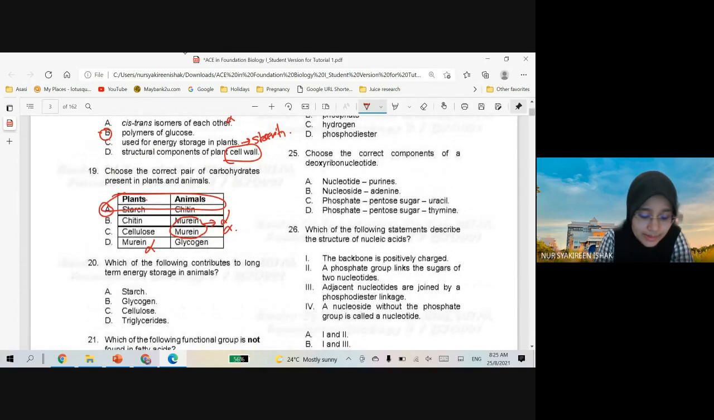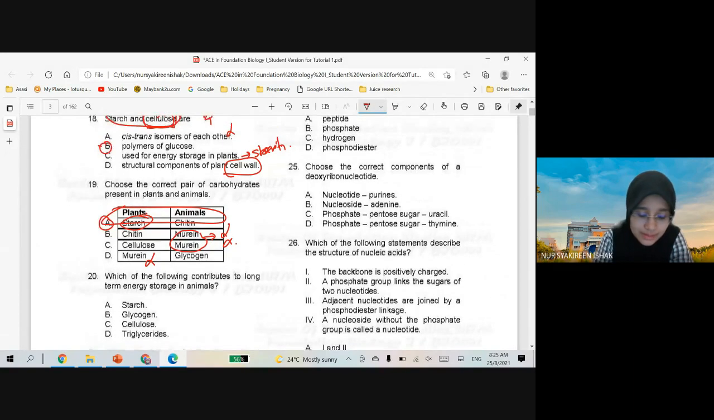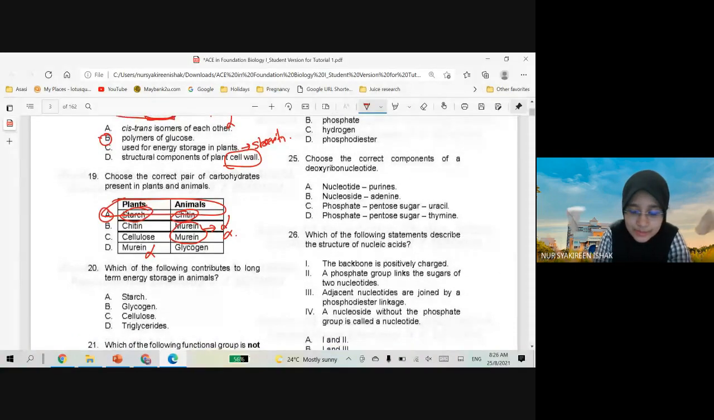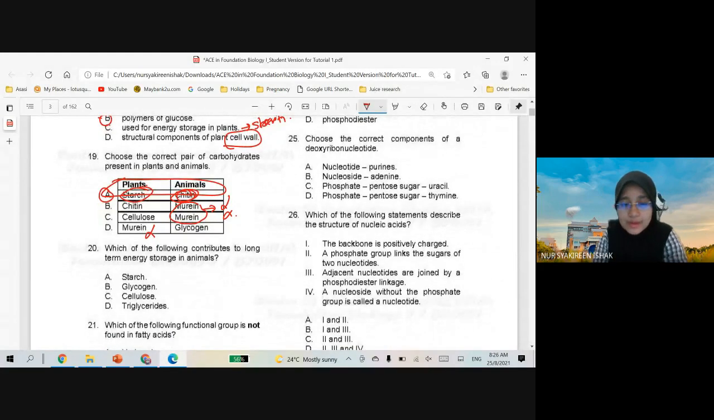So in plants, the storage carbohydrate is starch. Starch is found in rice grain, in potato tubers, and also in legumes, or beans. And chitin is a component of the exoskeleton of insects. So insects like grasshoppers have chitin as a component of the exoskeleton, as do arthropods.